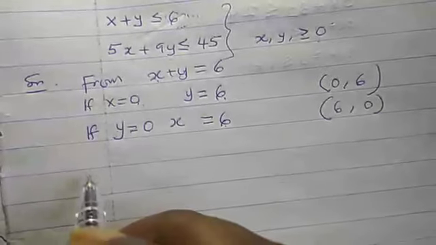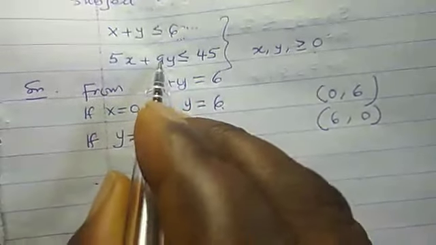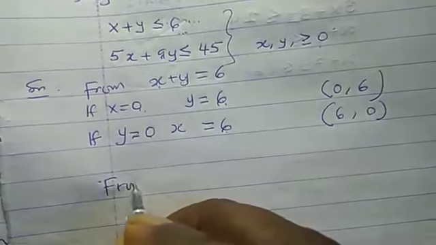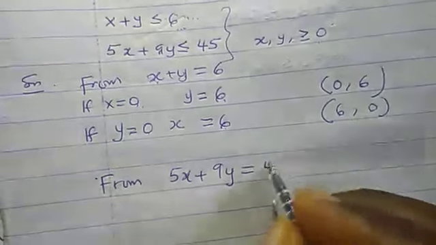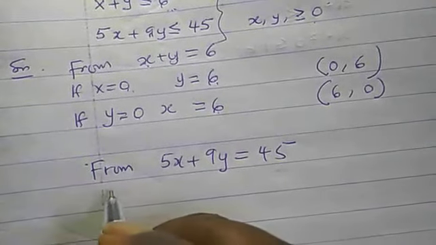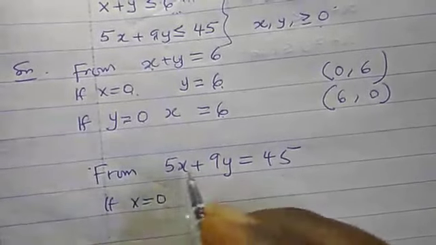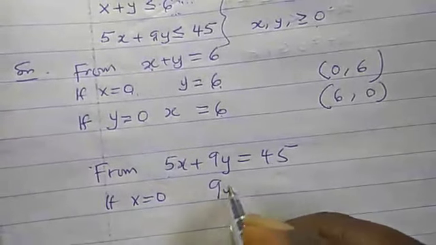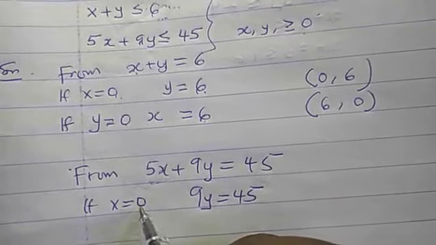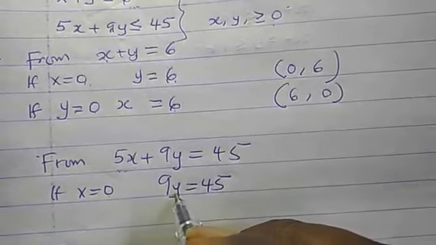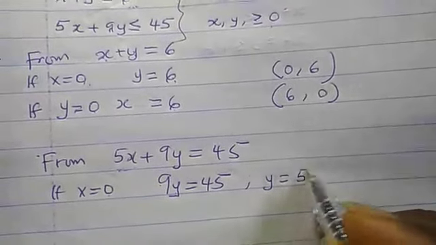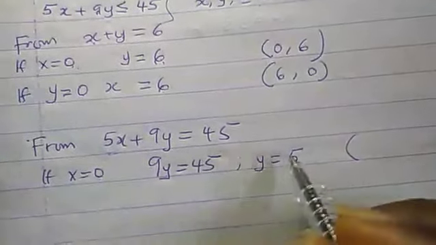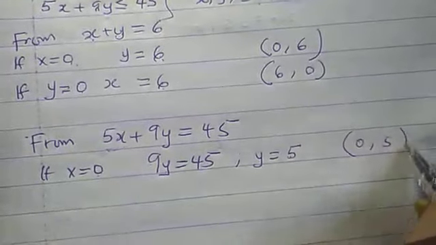So let's keep that. Now you come to this place. You say from 5x plus 9y is equal to 45, the next one is, you say if x is 0, what you have left is 9y equal to 45, because this one is 0 from our assumption here. If you divide both sides by 9, 45 divided by 9 will give me 5. So our answer here is (x, y) equals (0, 5).